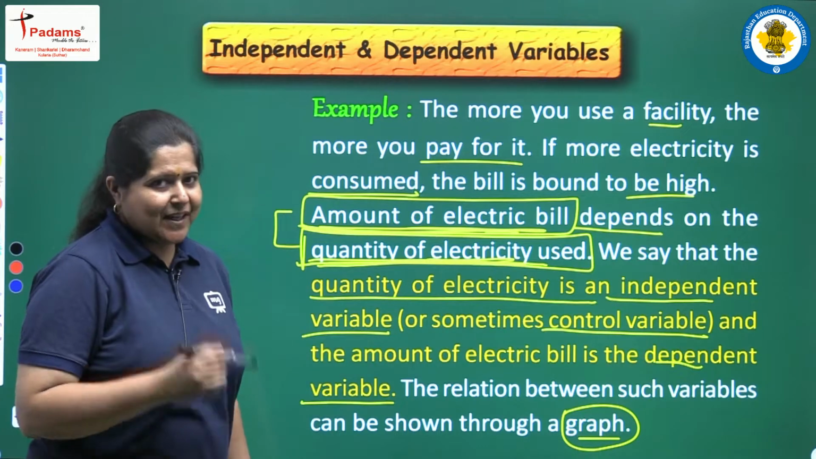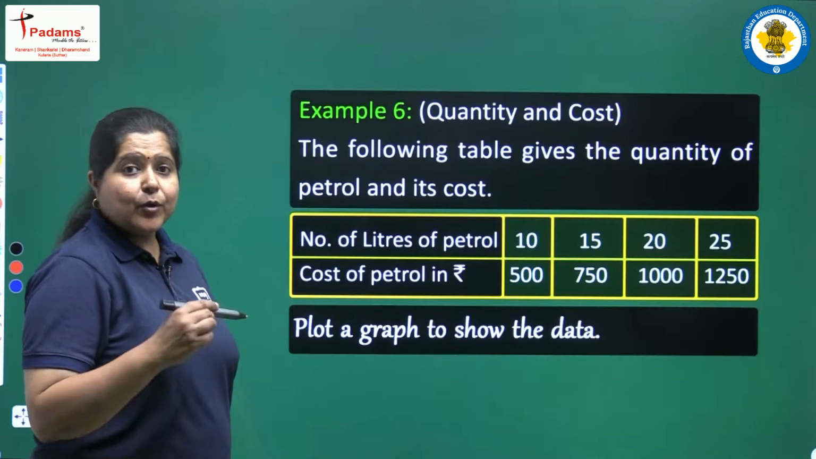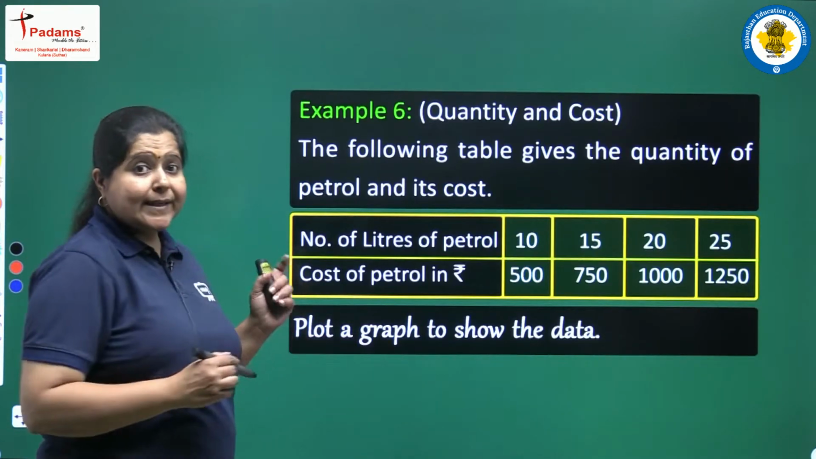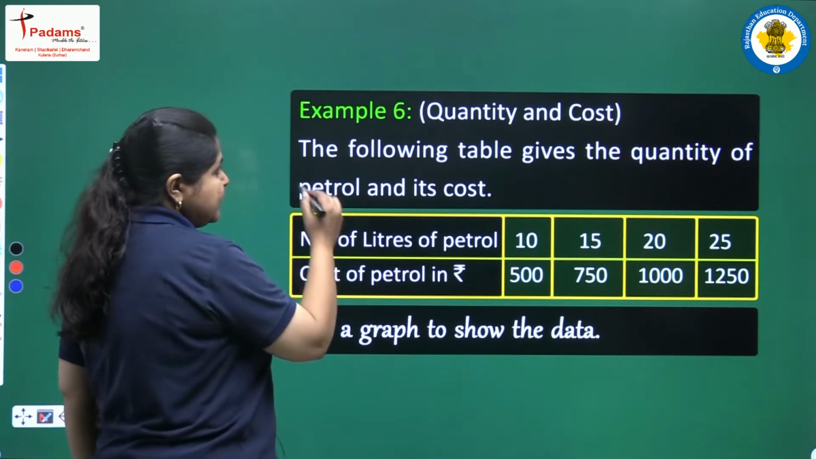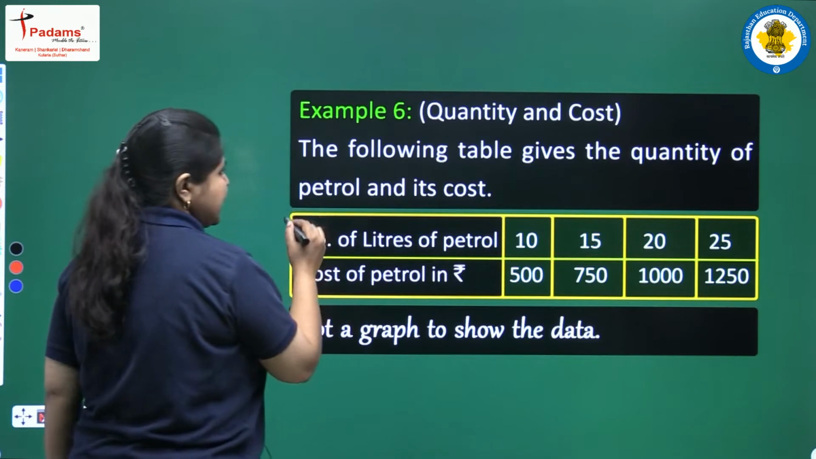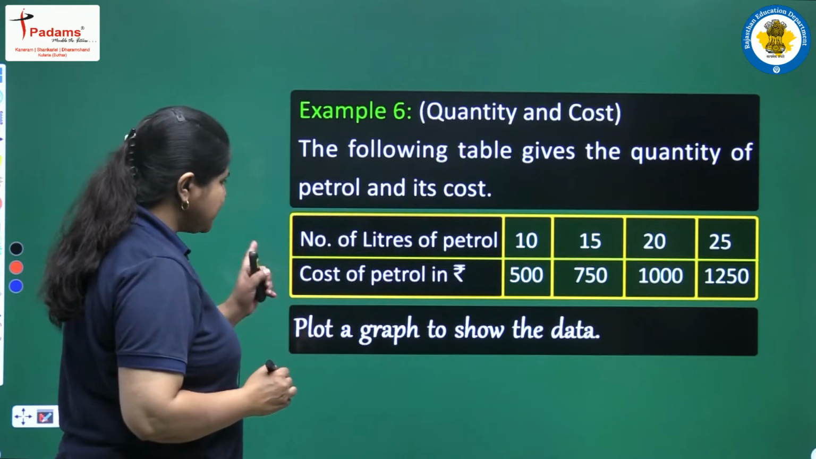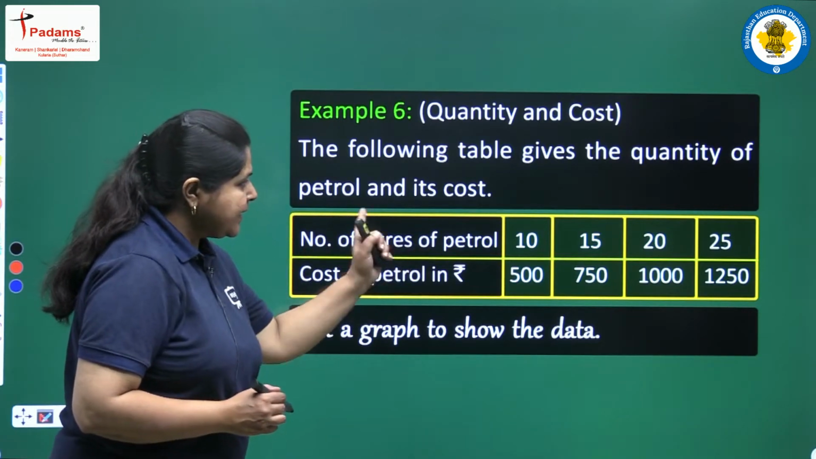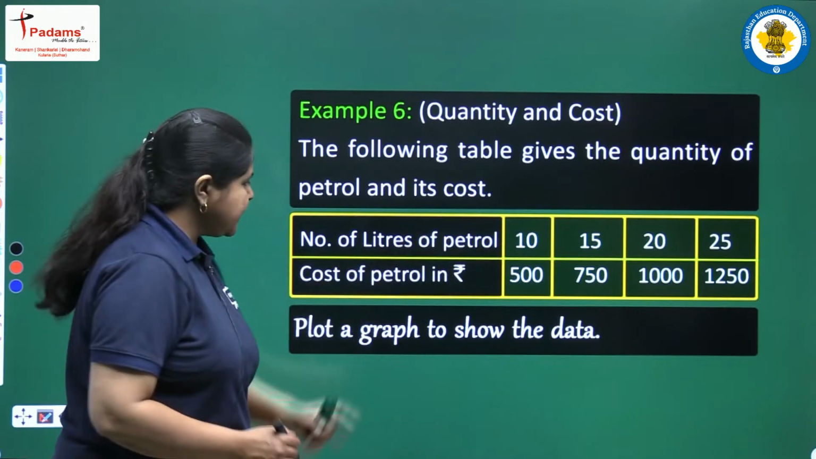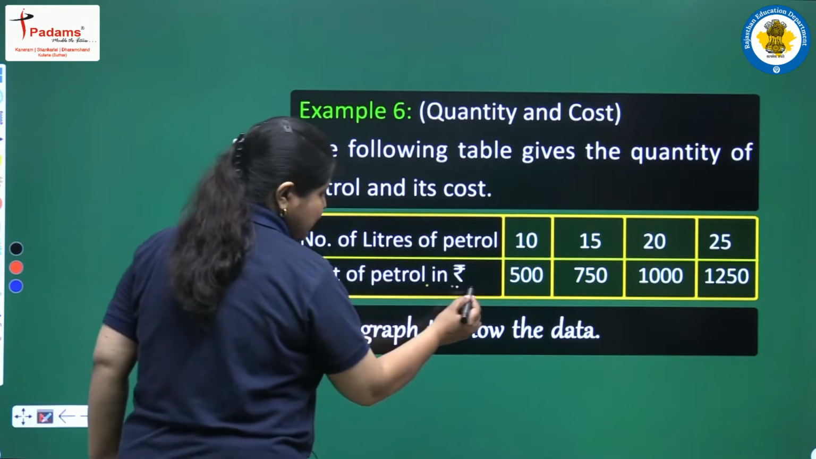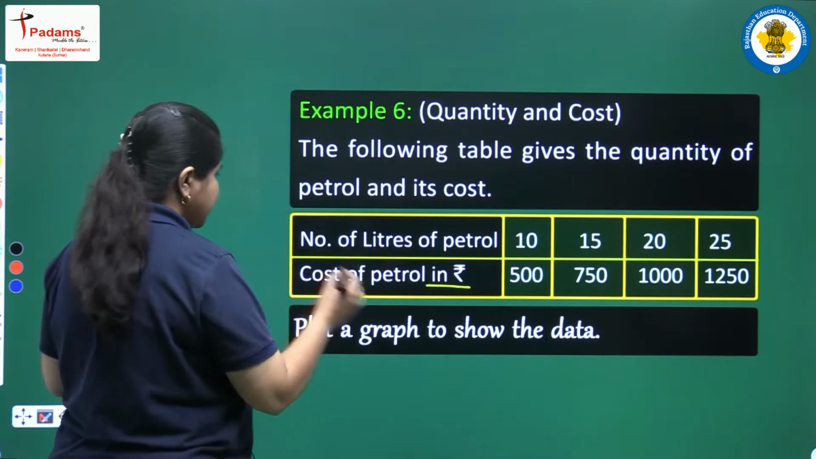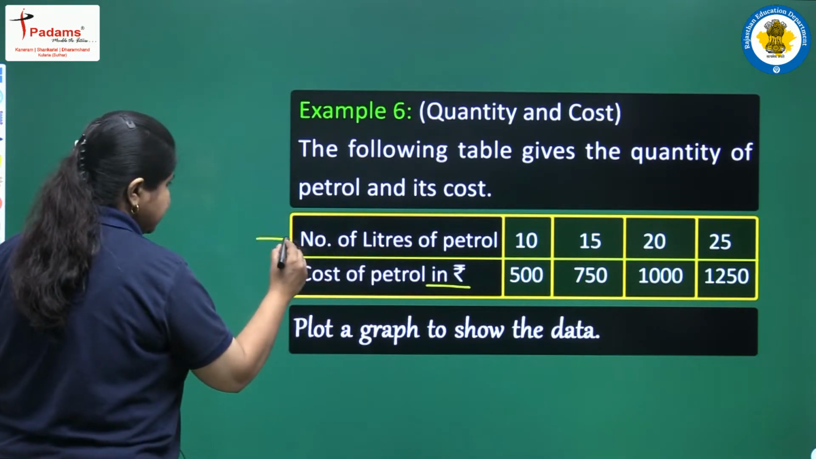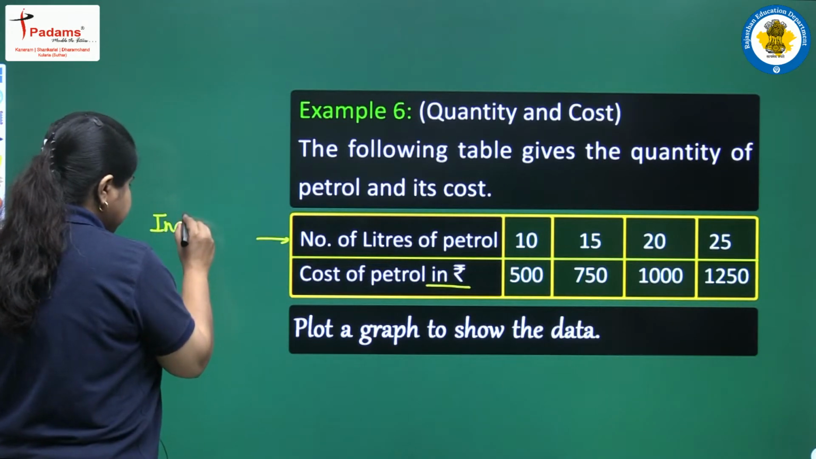many such graphs. We take example number 6 from your book, which again shows one independent variable and the other dependent variable. We see here the following table gives the quantity of petrol and its cost. Here we have been shown number of liters of petrol, 10 liters, 15 liters and so on, and the cost of petrol in rupees. Here we have been shown the cost. Now again you can think of this number of liters of petrol. This is the independent variable here.